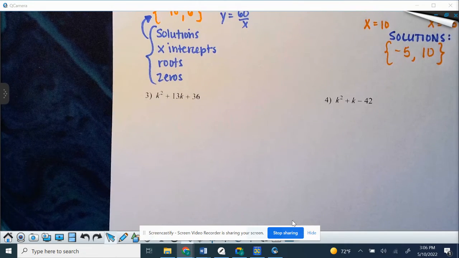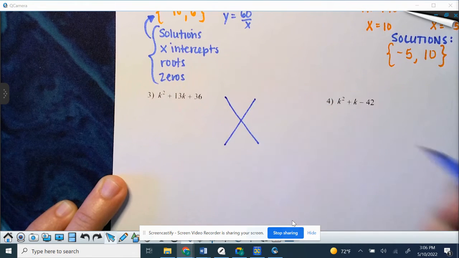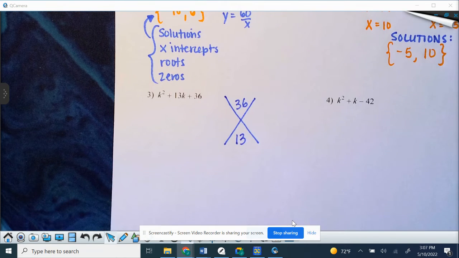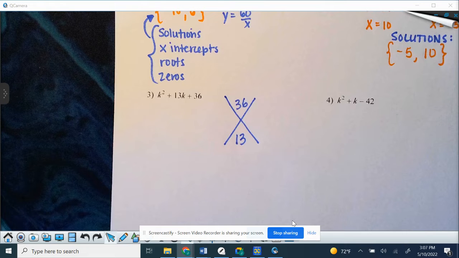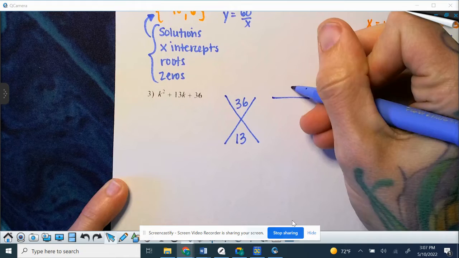Number 3. So A is 1, so we can start our star. C goes to the top, B goes to the bottom. I'm going to give you a minute and see if you can figure out what two numbers I multiply together to get 36 that will add or subtract to give me 13. So what two numbers can I multiply together to get 36, to add or subtract to give me 13?